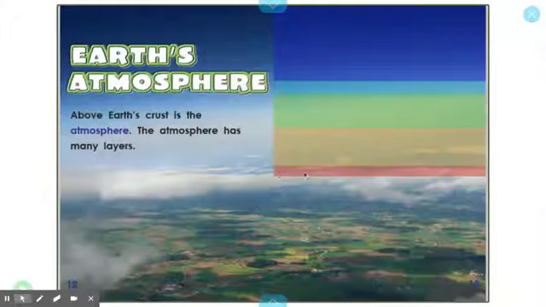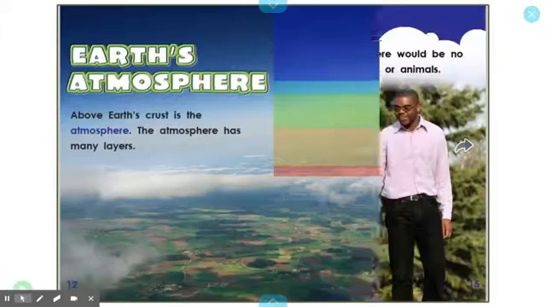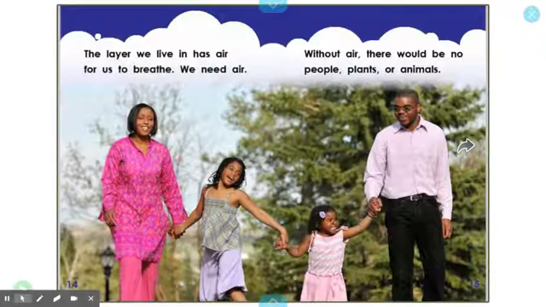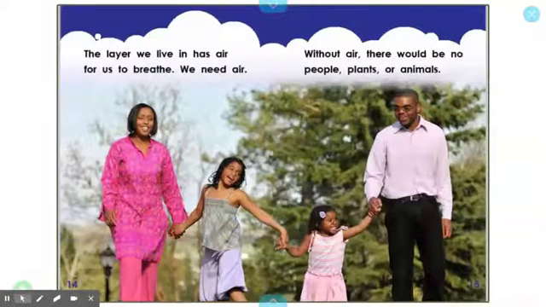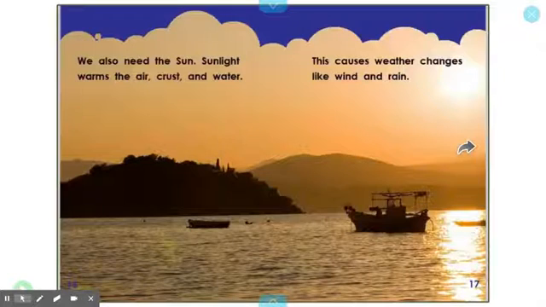Earth's atmosphere. Look at these different layers of the atmosphere that we have. Above Earth's crust is the atmosphere. The atmosphere has many, many layers. The layer we live in has air for us to breathe. We need air. Without air, there would be no people, plants, or animals. Well, that's the truth. And plants help to give us oxygen, so we need them very much.